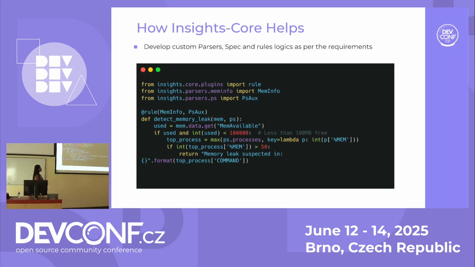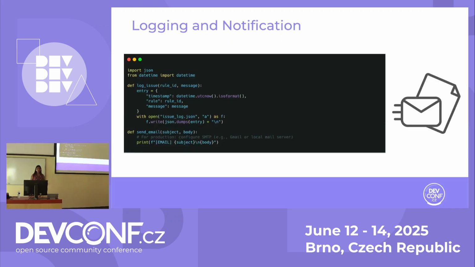And if there is any issue detected, then it will report that a memory leak is suspected in this process, along with logging and notification. There are two functions, log issue and send mail. Log issue will log all the issues in a JSON file in dictionary format with the timestamp, rule ID, and a message describing the issue detected. Send mail is a placeholder function for sending emails to the user.